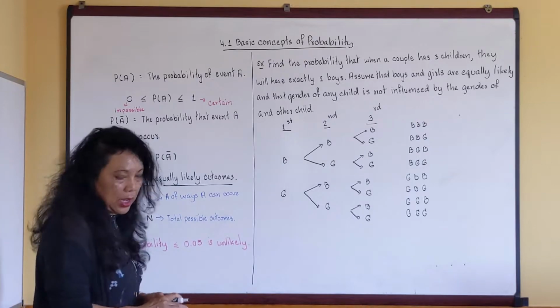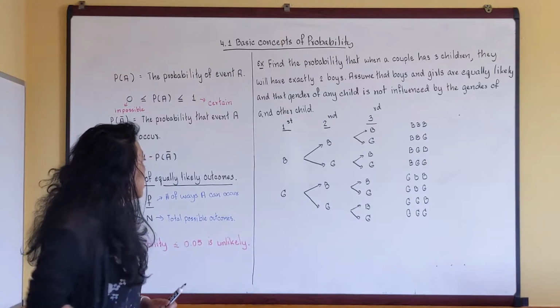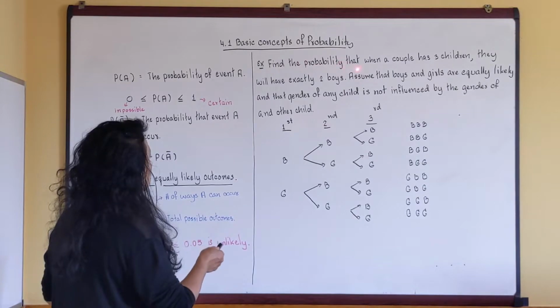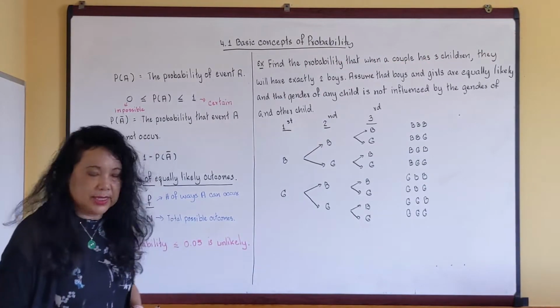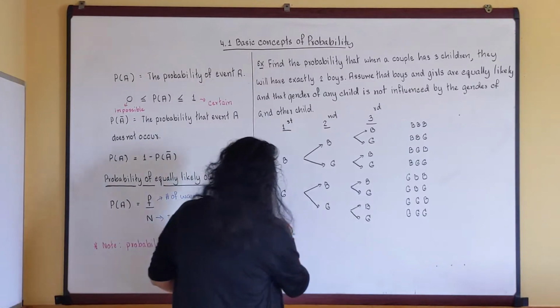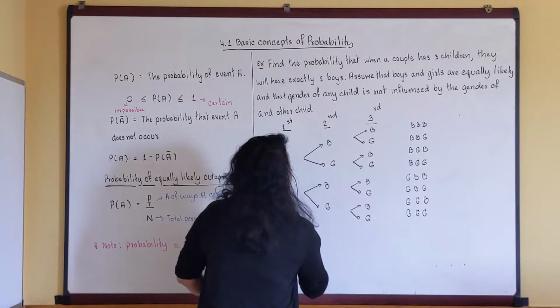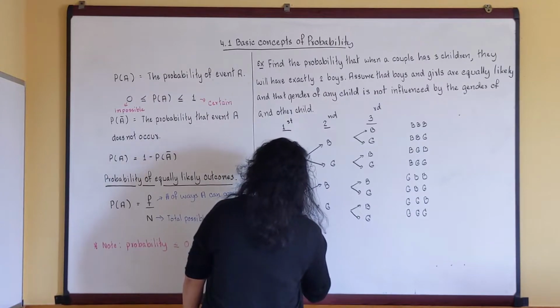Now the question is, find the probability that when a couple has 3 children, they will have exactly 2 boys. So we're looking for the probability of exactly 2 boys.